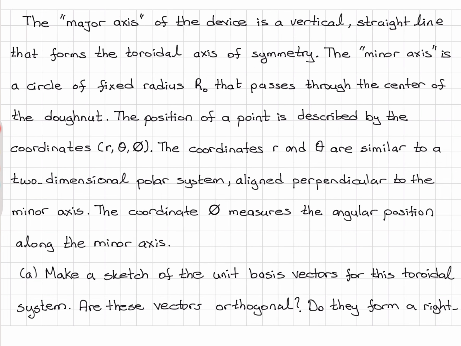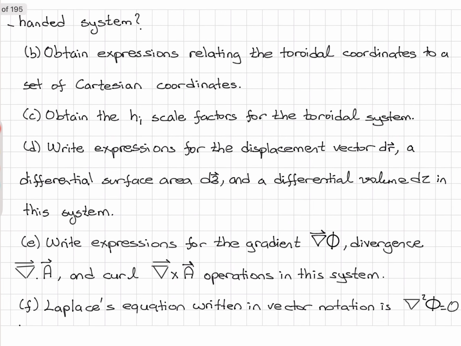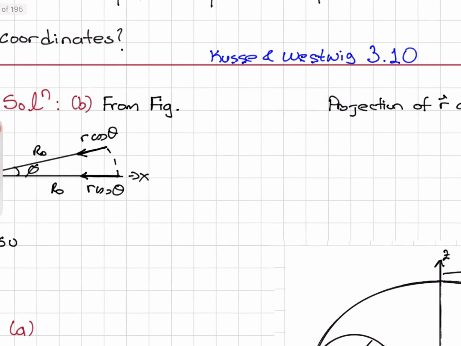Part A, make a sketch of the unit basis vectors for this toroidal system. Are these vectors orthogonal? Do they form a right-handed system? And part B, obtain expressions relating the toroidal coordinates to a set of Cartesian coordinates. Let's start with part B first.